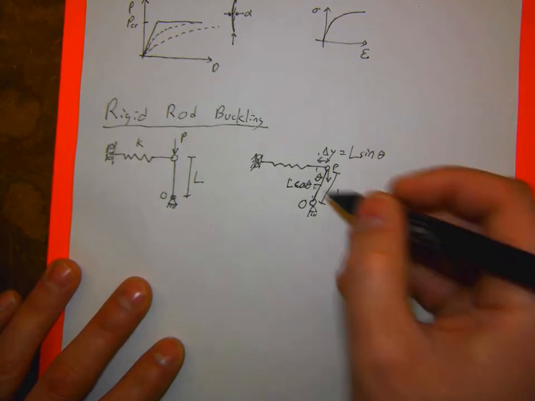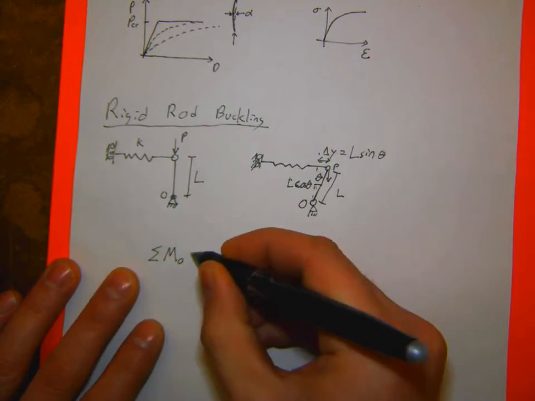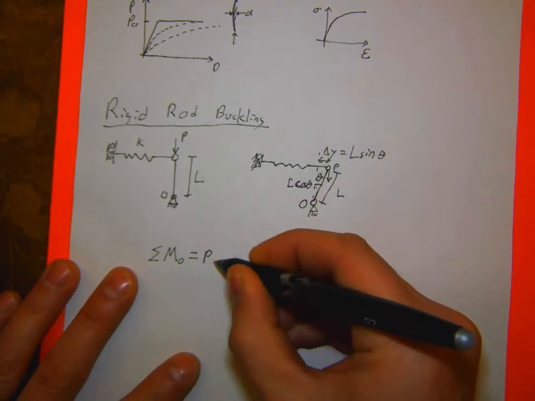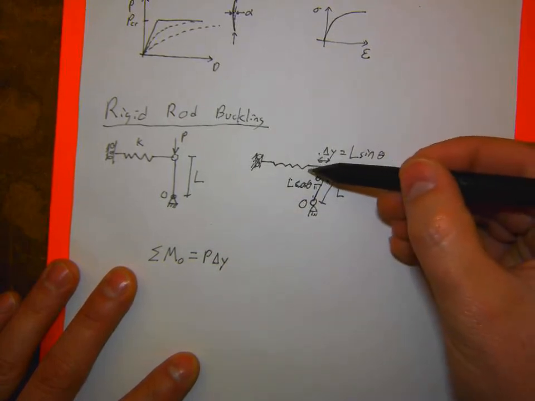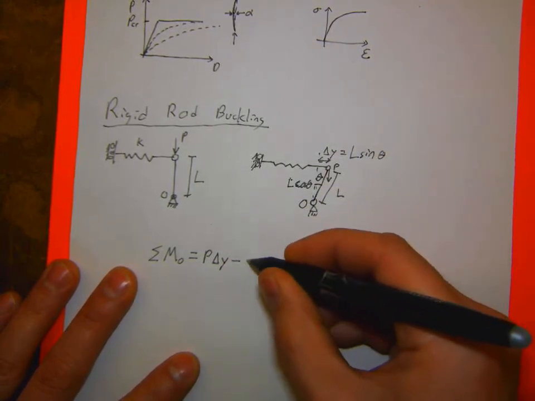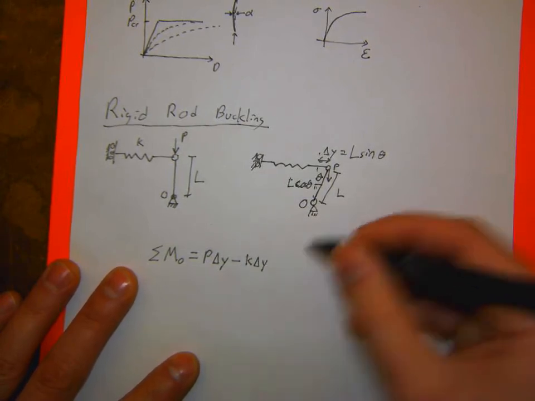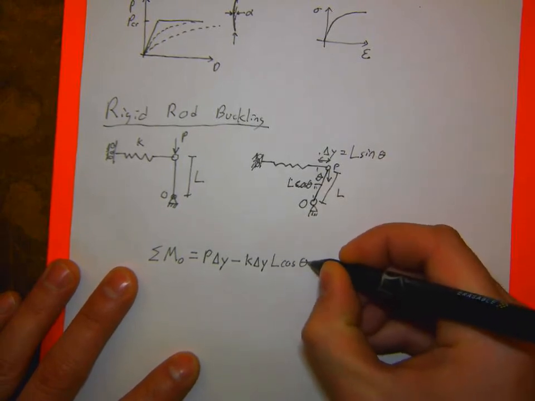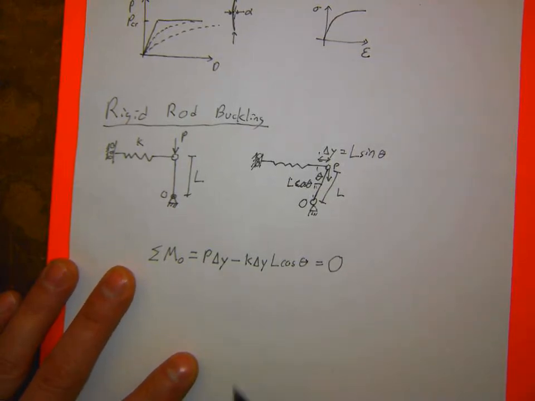So if I take a sum of moments around the bottom, I have one moment P acting at a distance delta Y, so P delta Y, and then I have another reaction force from the spring. That reaction force is K delta Y, and it's acting at a distance L cosine theta away. I'm going to say this hits equilibrium when that system is equal to zero.